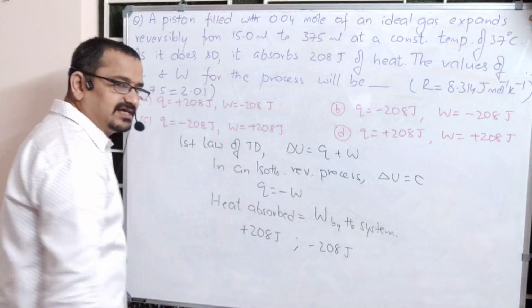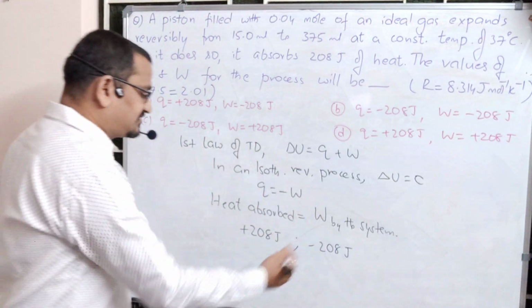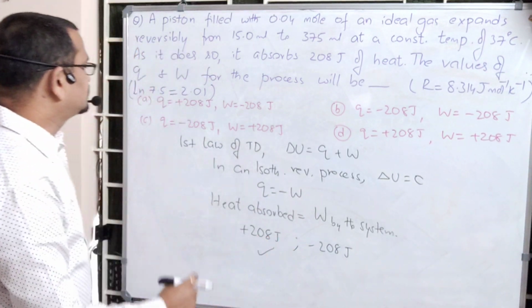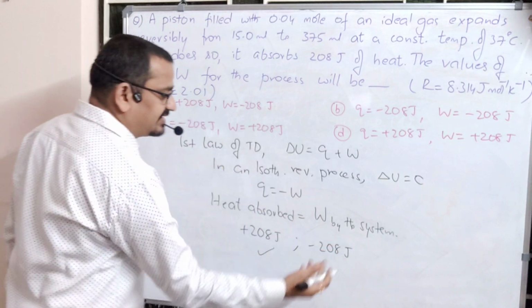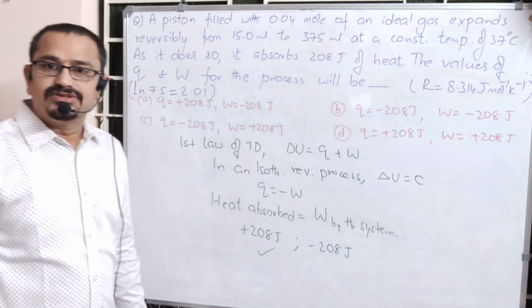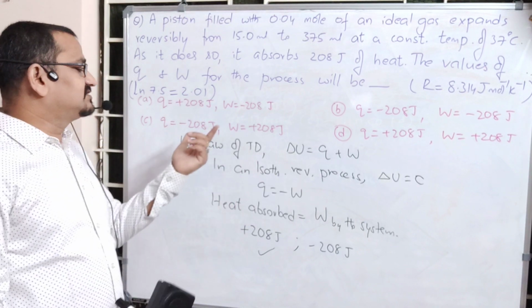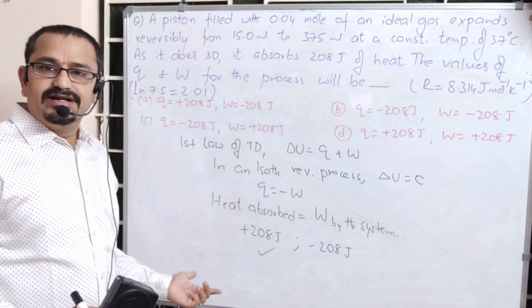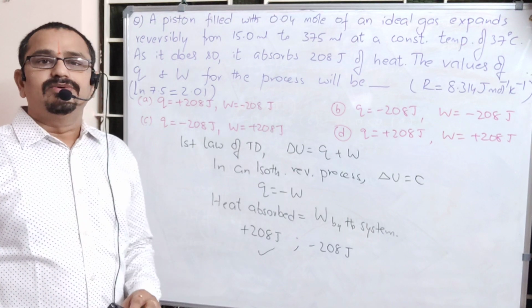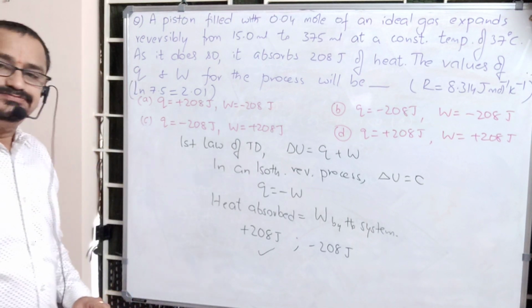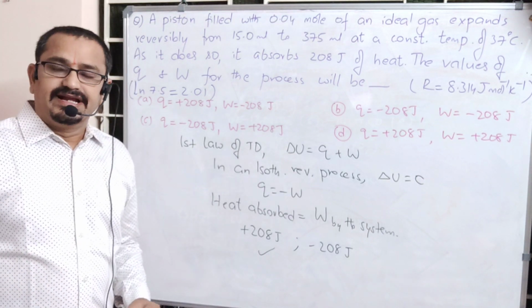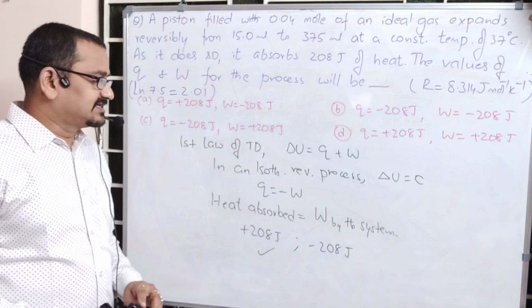Work done is given with a negative sign, right? So that's why heat absorbed is plus 208 and work done is minus 208 joules. So this is how, without solving anything, we can answer the question. As it is an explanation, we did it like this, right? And one more thing, next question from thermodynamics we will see.